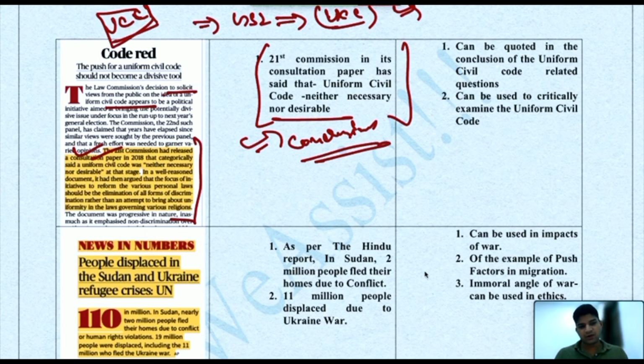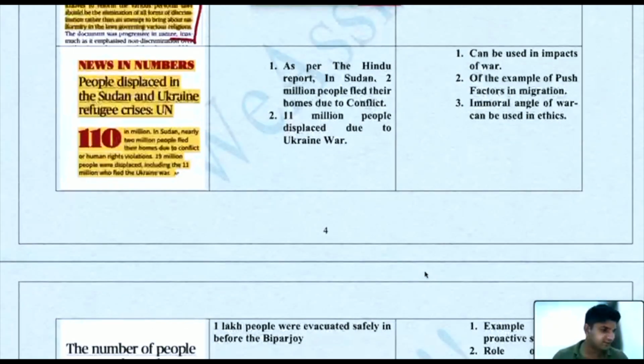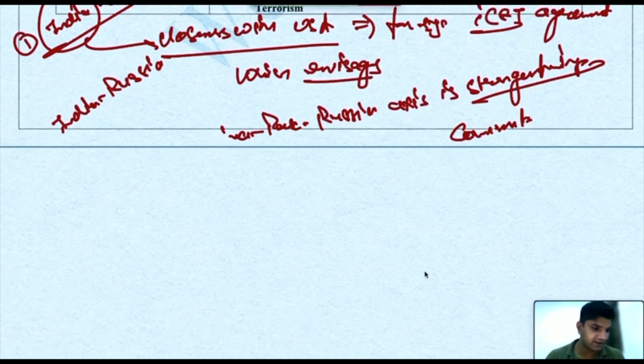Suppose a question came with the statement that the uniform civil code is neither necessary nor desirable, discuss. You can start directly that recently the Law Commission has sought the opinion of the people on the uniform civil code, which necessitates examination and discussion of it. So it became your introduction. We also have the conclusion with the 21st Commission. This was one of the questions asked in the daily answer writing. I'll explain how to approach it, as there were a few questions about the structuring part.